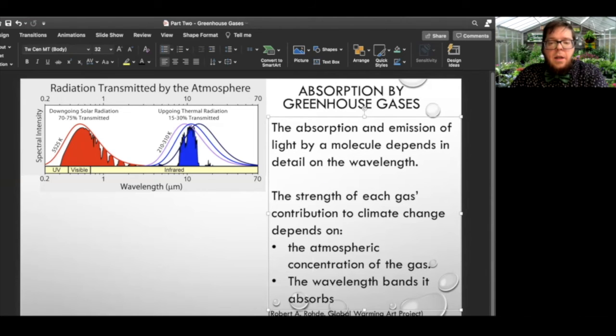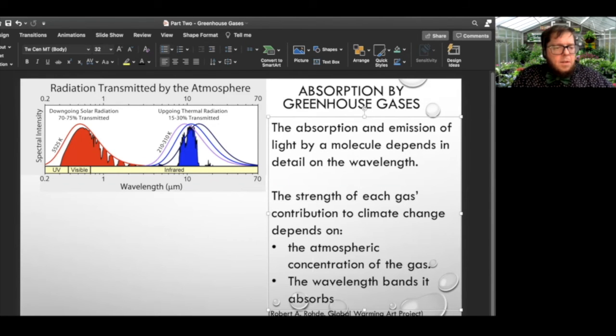And then over here in the blue, upgoing thermal radiation, which is, of course, the radiation that the Earth is emitting from the surface. So the Earth reflects some of the energy from the sun, absorbs the rest, and re-emits it as infrared or thermal radiation. And so that's all down here on the infrared part of the spectrum. See here, there's a numerical axis of the wavelength at the bottom, going from 0.2 micrometers up to 70 micrometers.